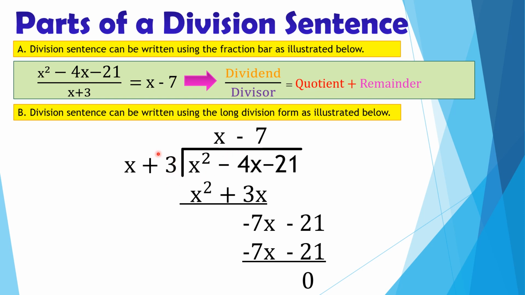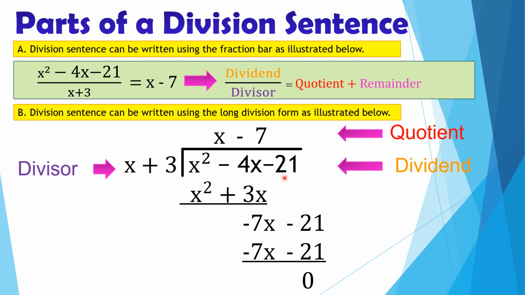The expression written outside the division symbol is called the divisor, which is x plus 3. The expression written inside the division symbol is called the dividend, which is x squared minus 4x minus 21. The answer for division is called the quotient, which is x minus 7. And the expression written here is the remainder.